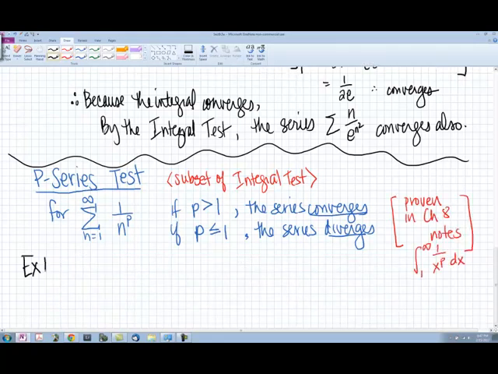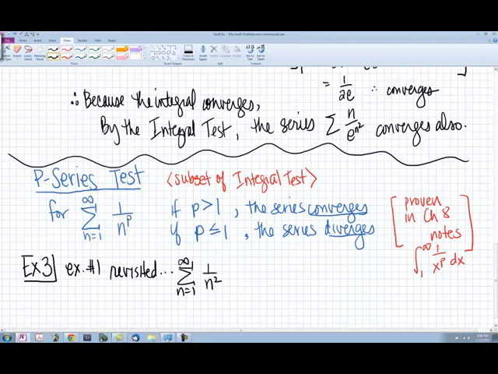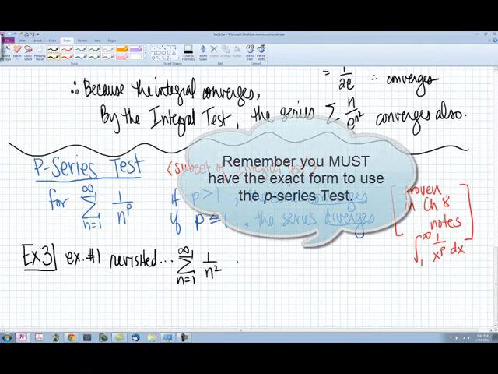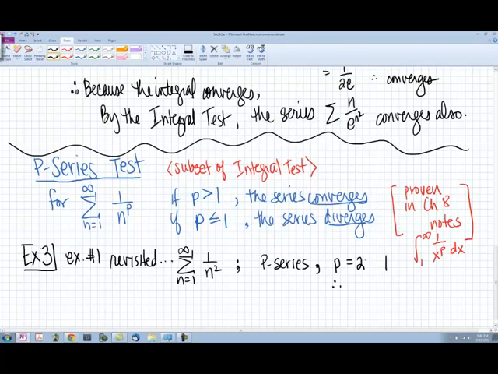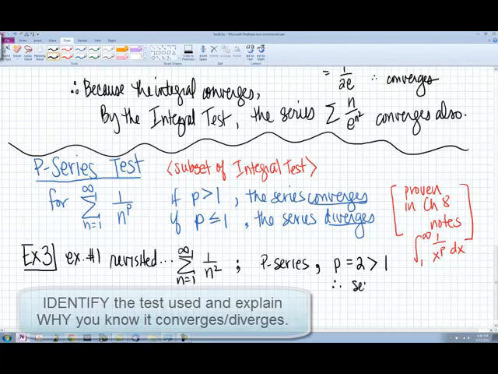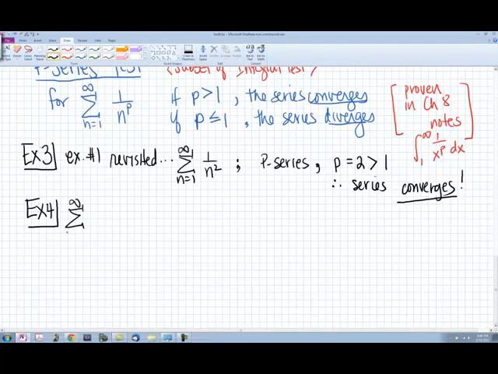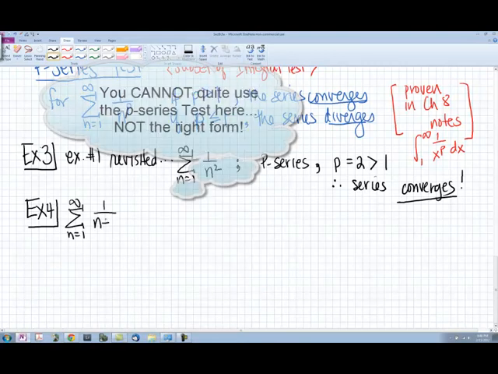Did you guys get a chance to go back and look at example 1? I want to talk about that for example 3, just in case you didn't. 1 over n squared. You see how that fits the p-series test? We just say that it's a p-series, identify what p equals. P equals 2, which is greater than 1. Therefore, the series converges.